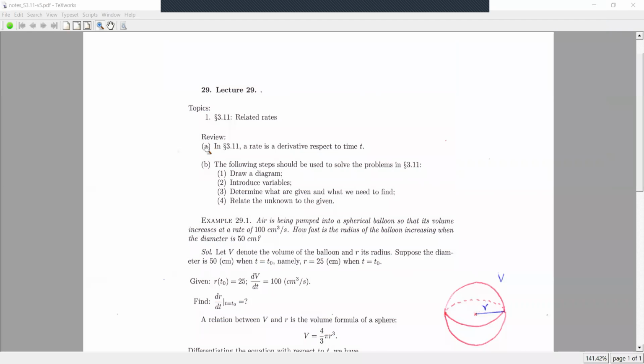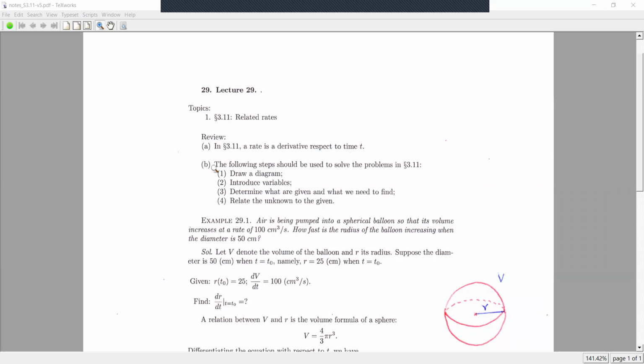Take a review. A. In this section, a rate is a derivative with respect to the time t. For example, when you take the derivative of the position of a moving object, then you will have the rate of change of the position of the object. That is, you will have the velocity of the object.